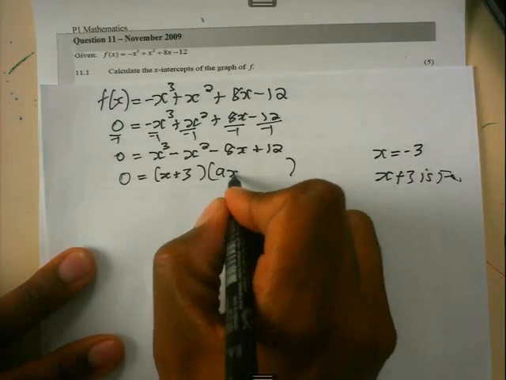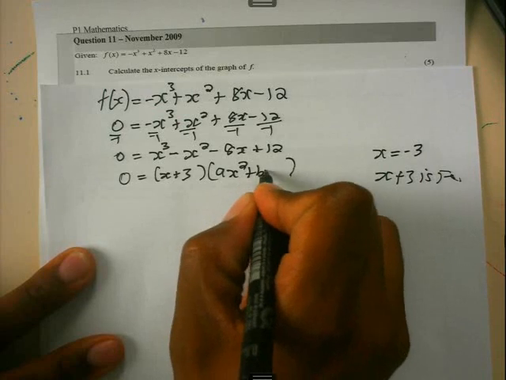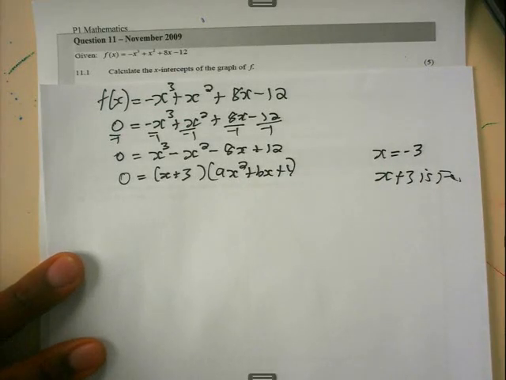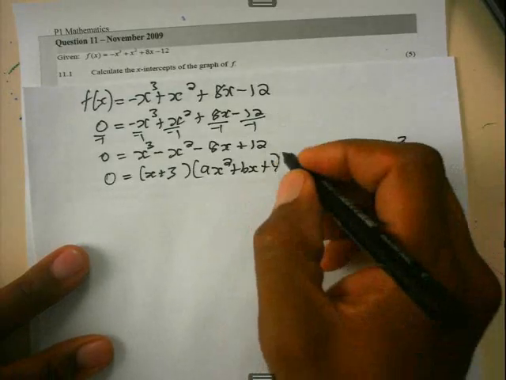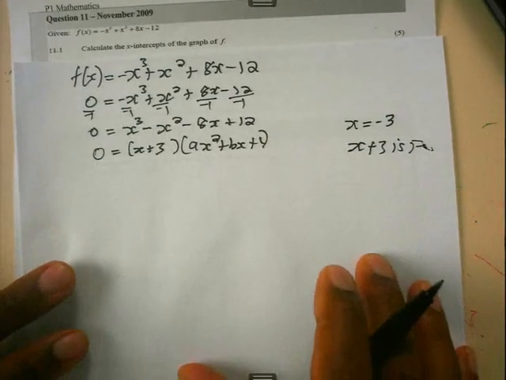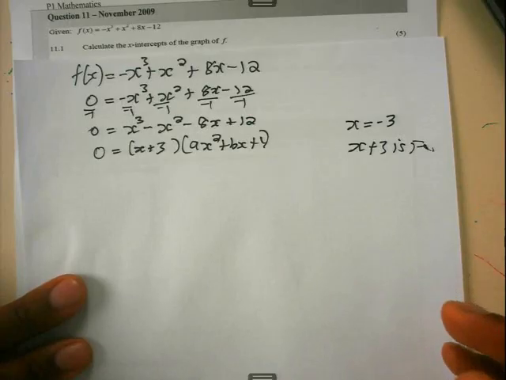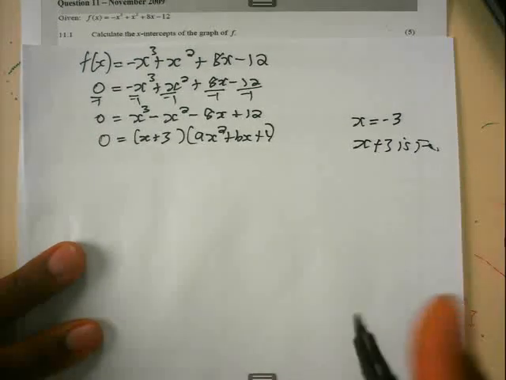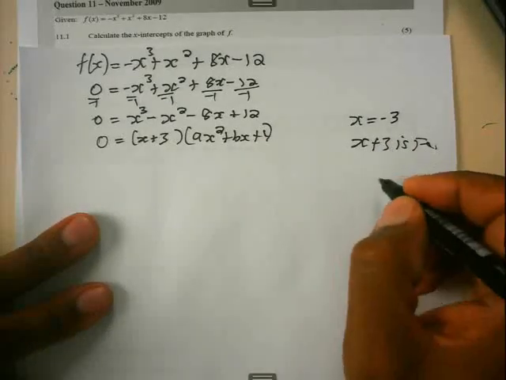We agree that on this side we must have ax squared plus bx plus c. Of course, boys and girls, there are many ways to solve this problem. Others are comfortable using the long division method. There are many of them. Let us see how we can find this one here.